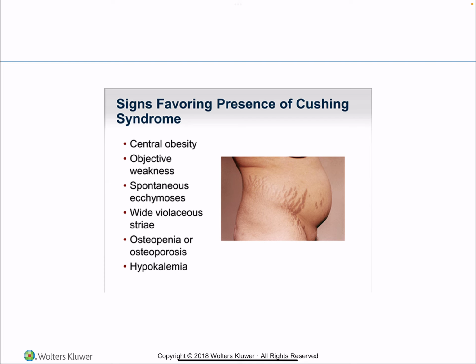And here is an example of some of the signs and symptoms and the clinical manifestations of Cushing's syndrome. Some central obesity, so typically the fat deposition in the abdomen. There's objective weakness, some easy bruising, some spontaneous ecchymosis. There are wide red to purple stretch marks in the stomach area and also on the side by the hip area. Issues with the bones, so some osteopenia or osteoporosis, and hypokalemia as well.